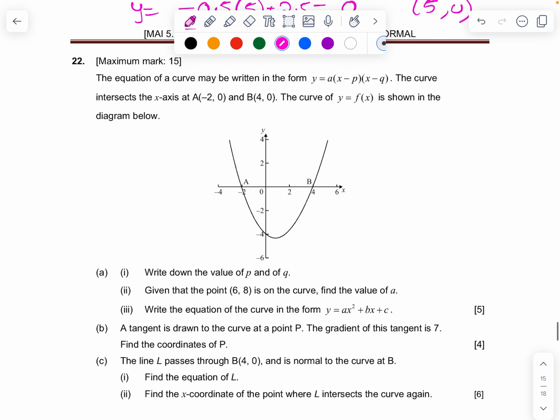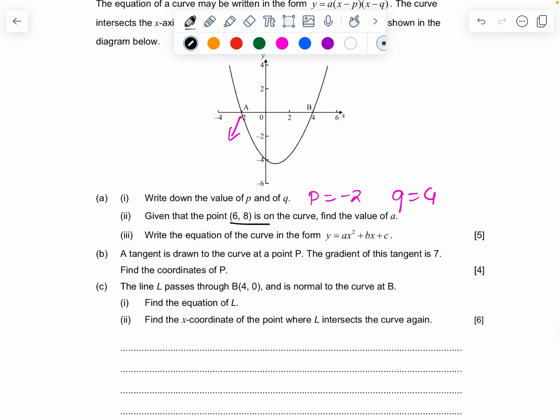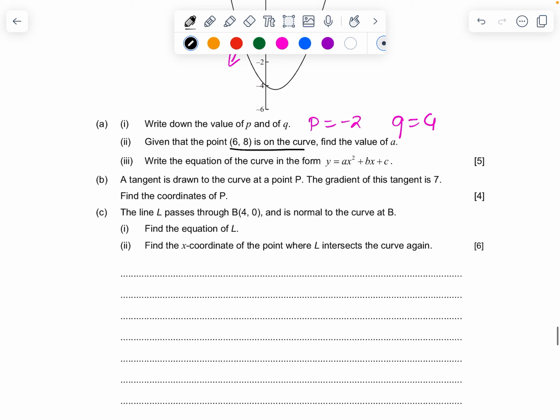Question number 22. The equation of the curve may be written in the form y equals a times x minus p times x minus q. Find the value of p from the graph. This is the value of p and q value is 4. Given that the point 6, 8 lies on the curve, find the value of a.